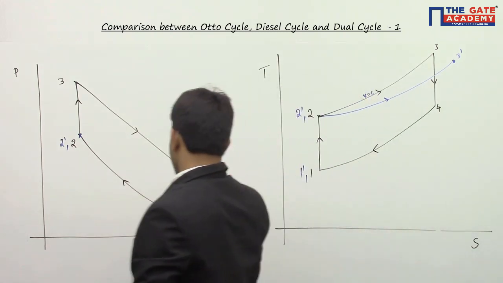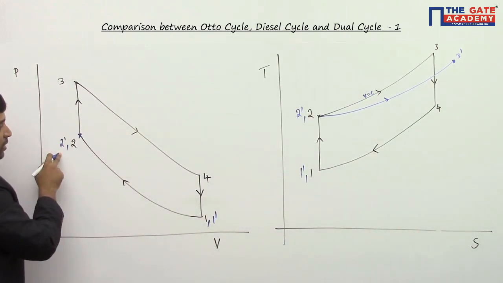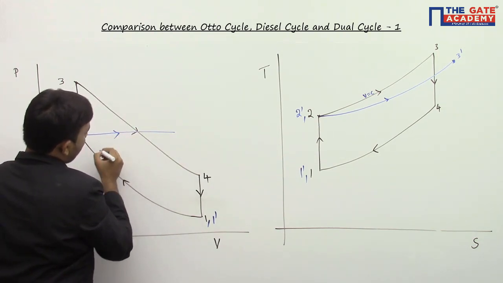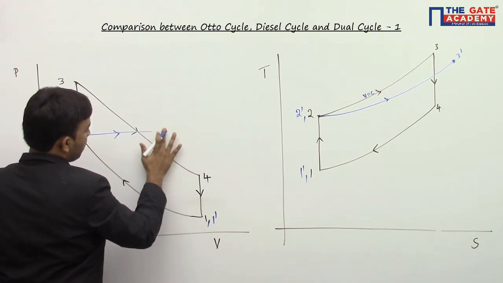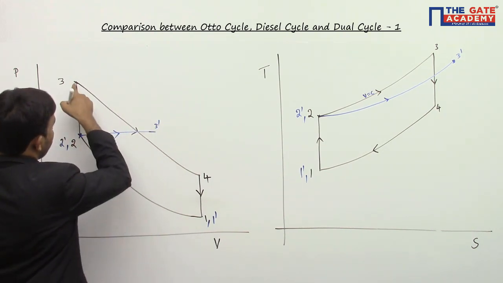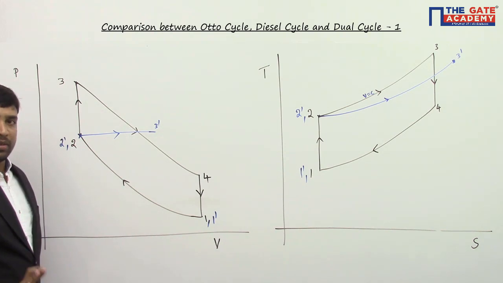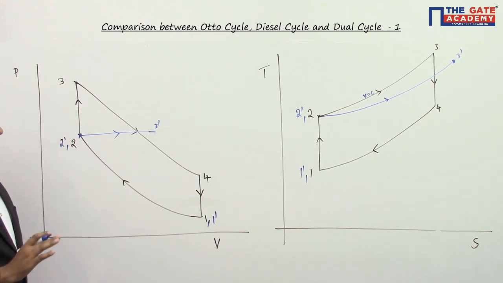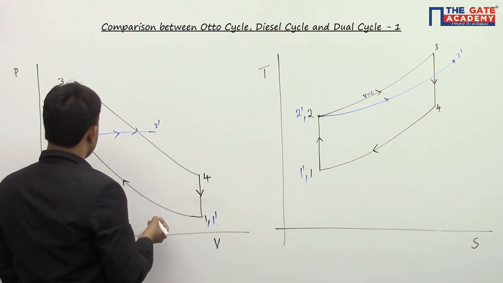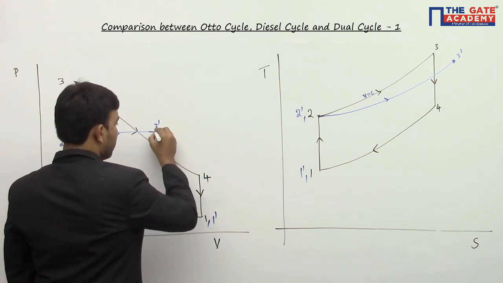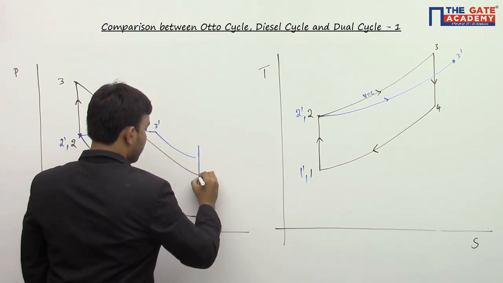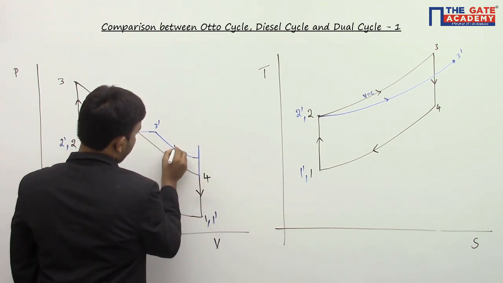Now see here, 1 dash, 2 dash is isentropic compression process. Then I go for constant pressure heat addition process, such that you can see this 2 dash, 3 dash line is intersecting this 3, 4 line. This is constant pressure heat addition process. Then once heat addition is done, I go for expansion process, till I reach the initial volume.